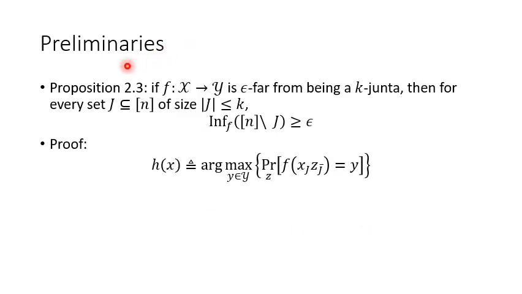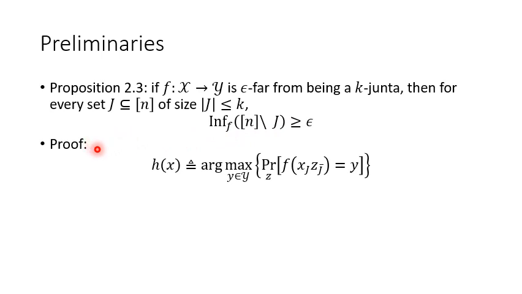So now for the final proposition of the preliminary section. If f is pure valued and it is epsilon far from being a k-junta, meaning that for every k-junta function, the probability that f and this k-junta function disagree on an input sampled randomly from the input space is at least epsilon, then for every set j of coordinates that has cardinality at most k, the influence of all the coordinates but the coordinates in j is at least epsilon.